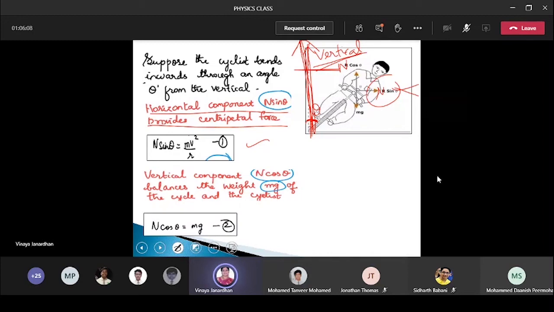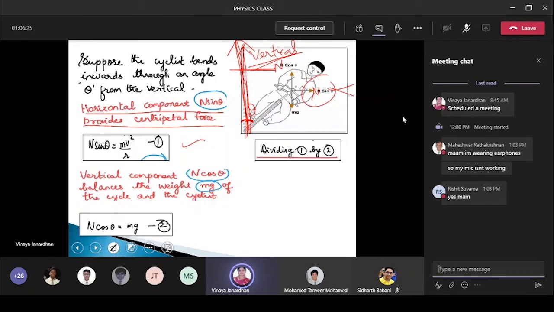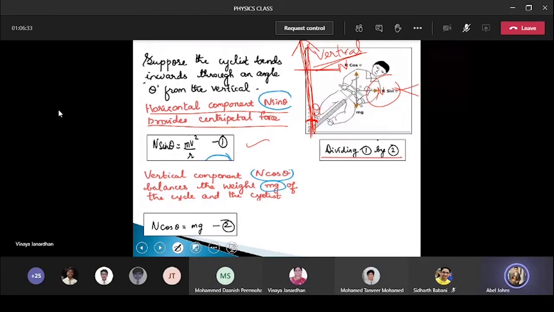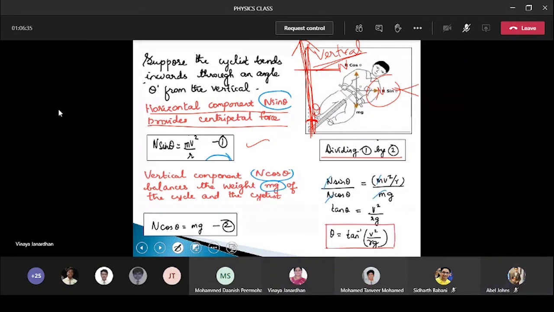Now, my aim is to find the angle theta. Can you divide equation 1 by 2? Dividing 1 by 2, just get me an expression. What will be 1 divided by 2? Tan theta is equal to v squared by rg. Tan theta will be equal to v squared divided by rg, or theta becomes equal to tan inverse of v squared by rg.